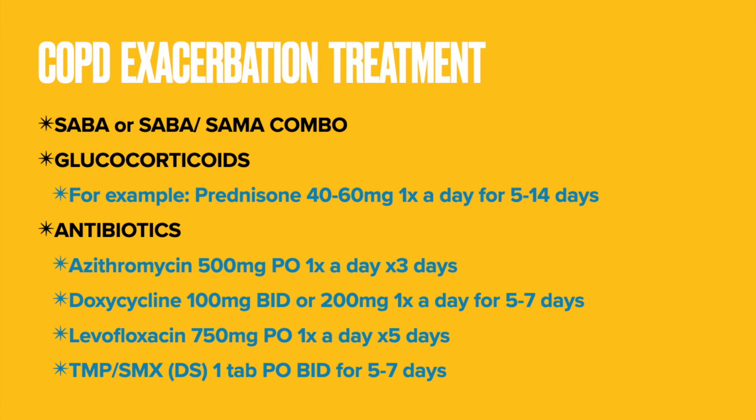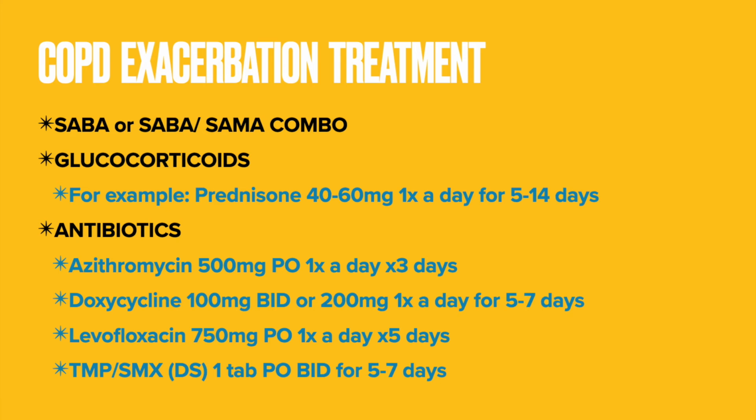And this is, as we know, fast acting and will help to dilate the bronchioles and help them to just breathe better. We can also add to the regimen glucocorticoids such as prednisone. A typical dose is going to be 40 to 60 milligrams of prednisone 1 time a day for 5 to 14 days.